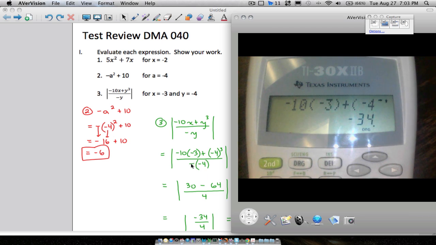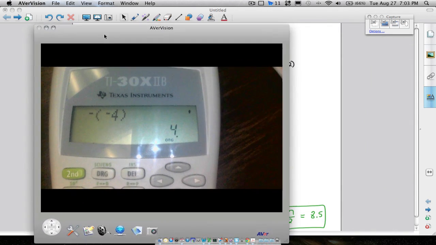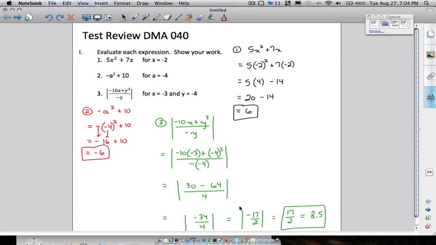And then the bottom piece, I mean, negative 4 is a positive 4. Negative 4 is just going to spit out a positive 4. So that's what you end up getting right there. And then you just want to make sure you continue to simplify the fraction and take the absolute value.